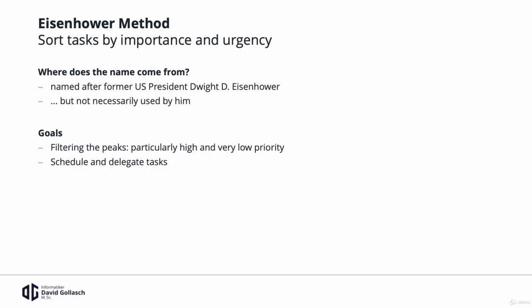And this Eisenhower method helps to schedule your tasks because you get a certain order of your tasks based on these two dimensions, importance and urgency, and you can identify those tasks where you are probably able to delegate them to someone else.